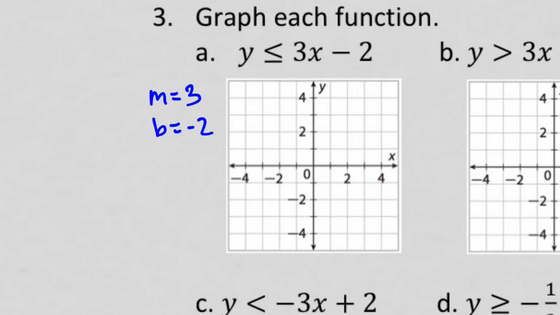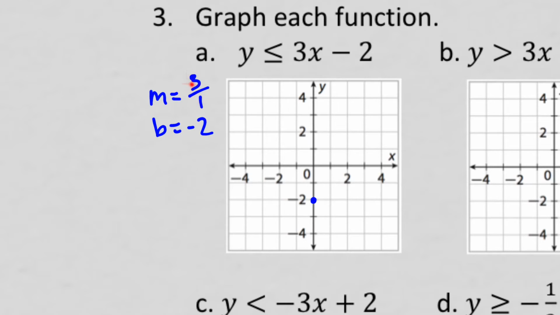And remember what I keep saying about those two values? B means begin. That's where you start your graph, always on the y-axis. M means move. That's how you move your graph. What I'm going to do is write that 3 instead as 3 over 1, because that's more explicit instructions of where to go. Now it says go up 3, go right 1. So you begin at negative 2, put a point there. So on my graph, I'm going to start at negative 2 right here on the y-axis, and then use the slope to move.